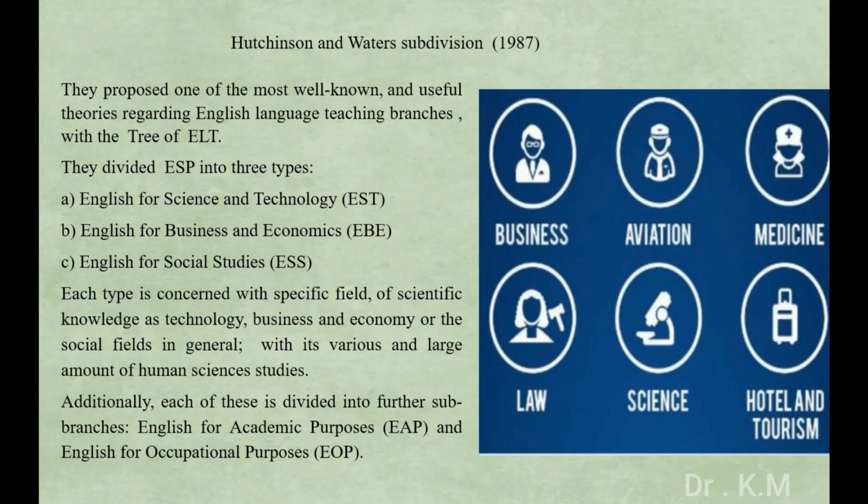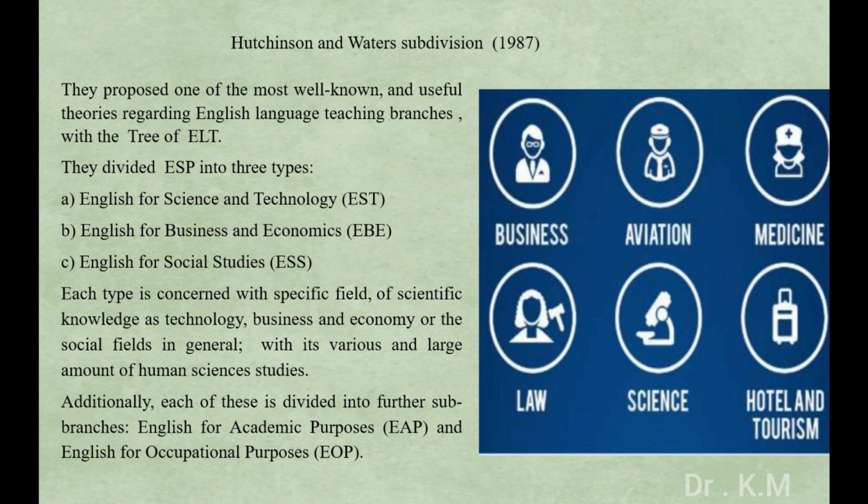They proposed one of the most well-known and useful theories regarding English language teaching branches. With the tree of ELT, they divided ESP into three types. A. English for Science and Technology, EST. B. English for Business and Economics, EBE. C. English for Social Studies, ESS.